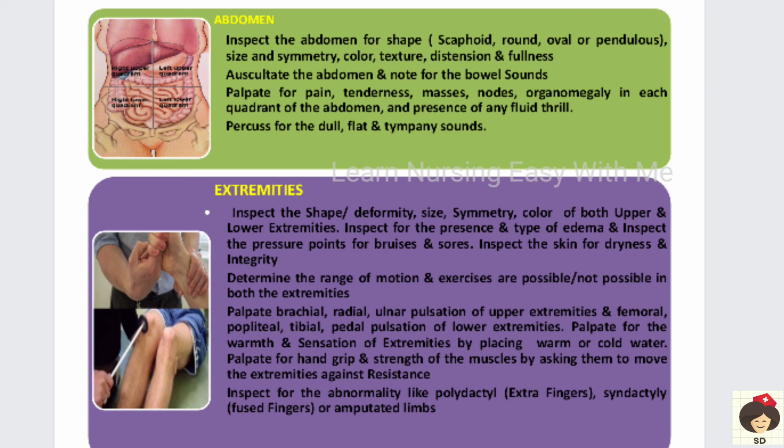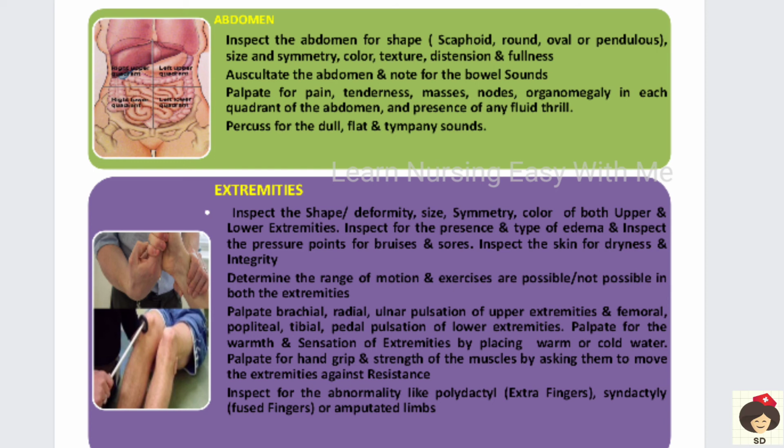And also you have to tell the patient to move all the joints, so that you can see whether the range of motion is good or not in both extremities. And also you have to palpate for brachial, radial, ulnar pulsation on the upper extremity, and in lower extremity you will be palpating for femoral, popliteal, tibial and pedal pulsation.